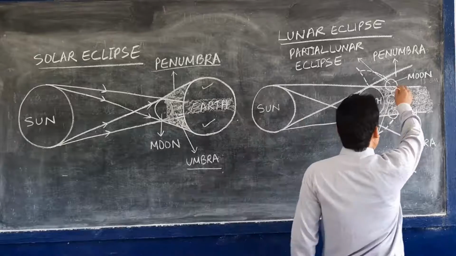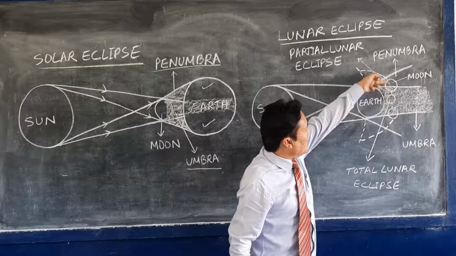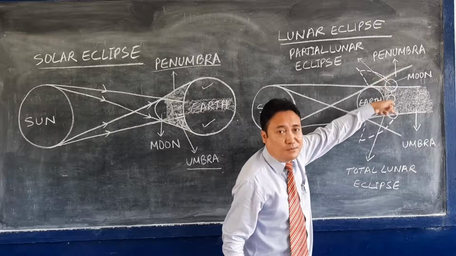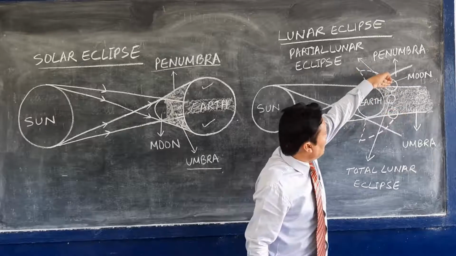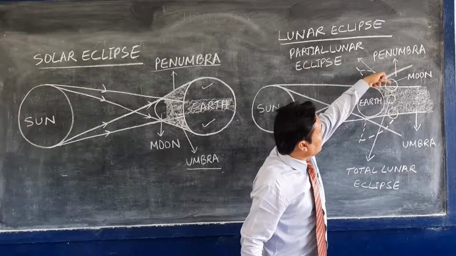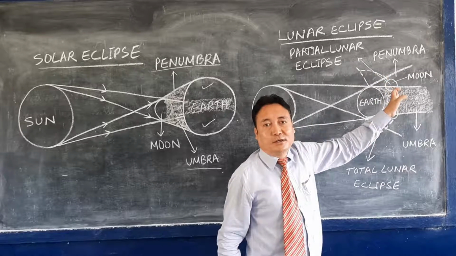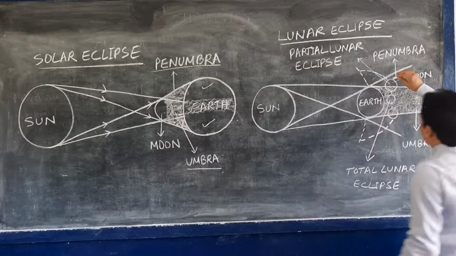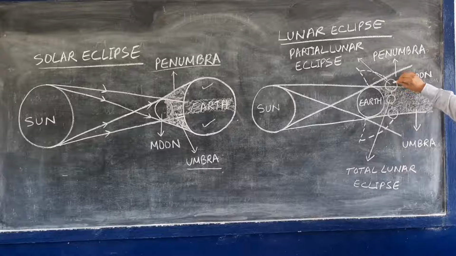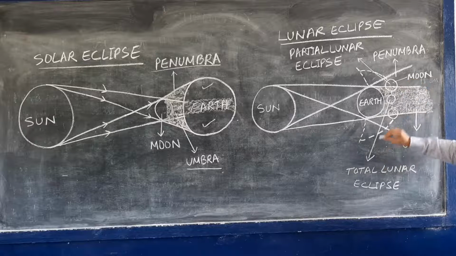And here you can observe this region. I have drawn 3 moons here. Actually, it's not 3 moons, but these 2 parts will suffer a partial lunar eclipse. This region will also be a partial lunar eclipse. And this part is the total lunar eclipse.